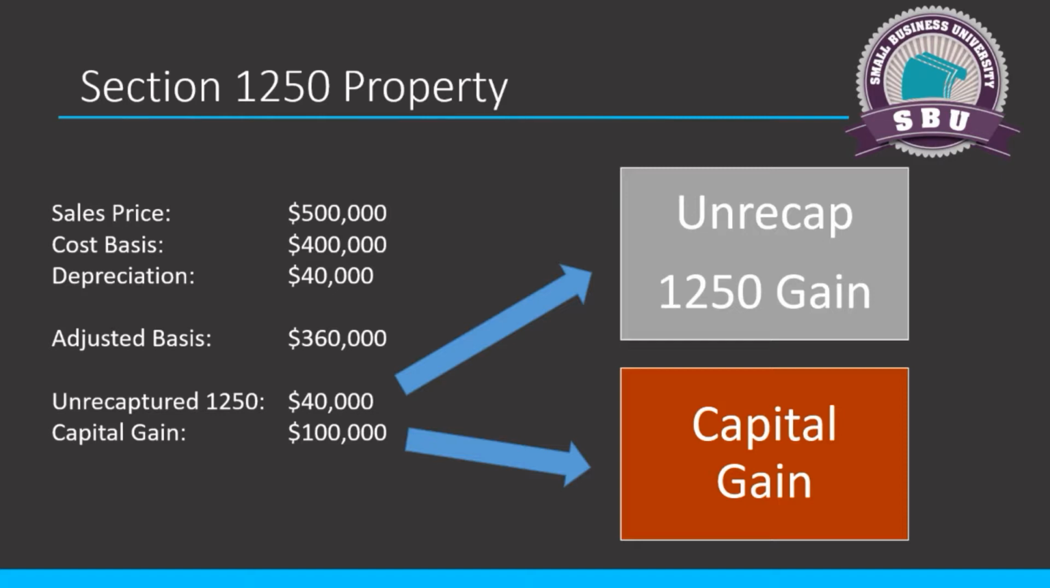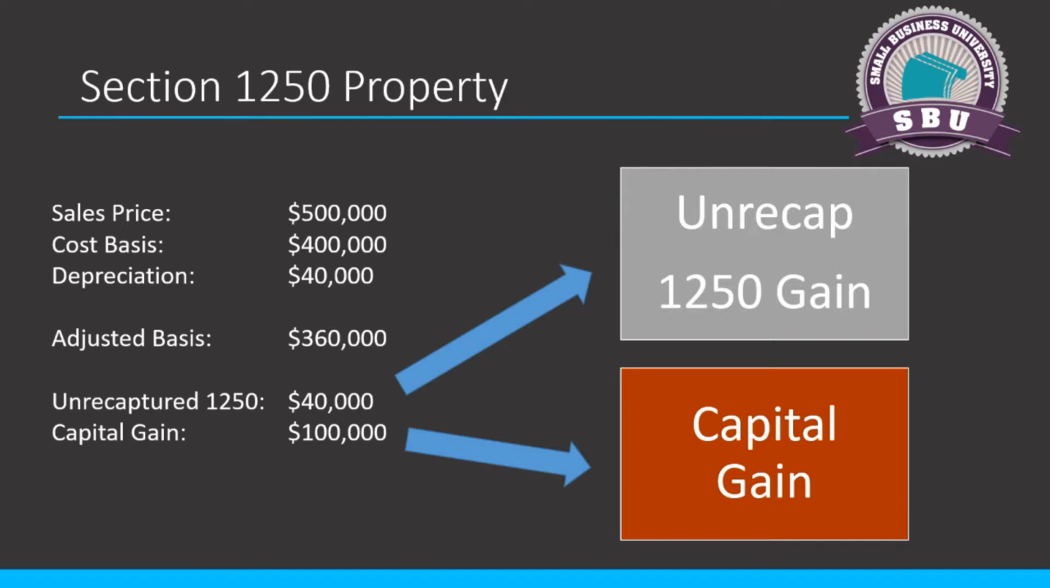In a loss situation, where the basis exceeds the sales price, like in the previous example, it's all ordinary loss. So kind of consistent. When you lose money, you get to take it as ordinary loss. When you make money, part of it may end up being capital gain, the part that's above and beyond what you originally purchased it for.